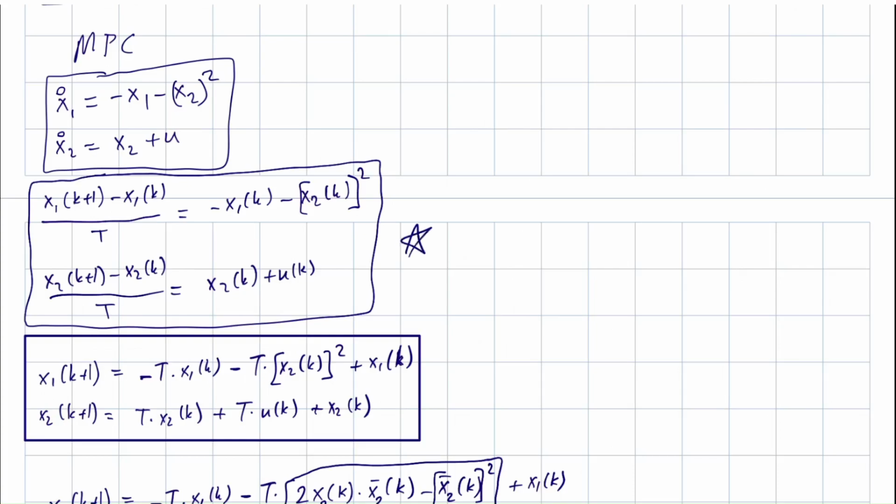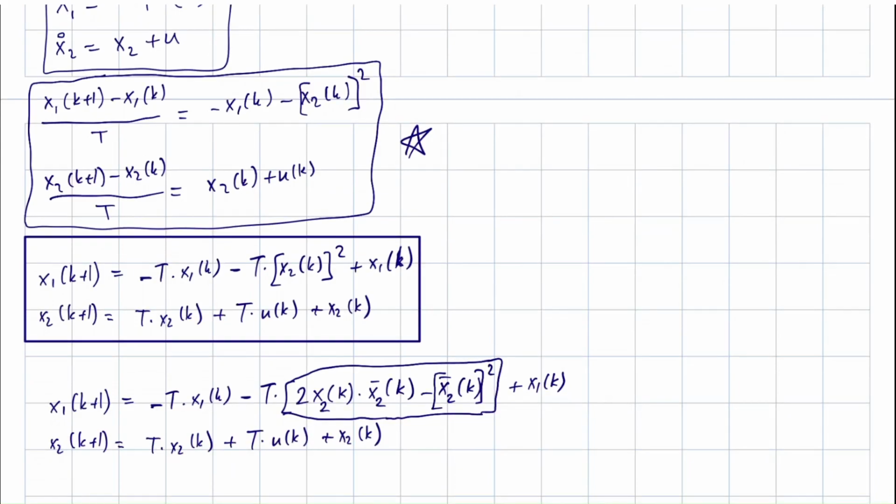First things first, let us discretize the plant here. This is what we have, using forward Euler approximation. Again, by arranging the terms, this is what we have. And let me change colors. Like we did in the previous example, this is the nonlinear term.